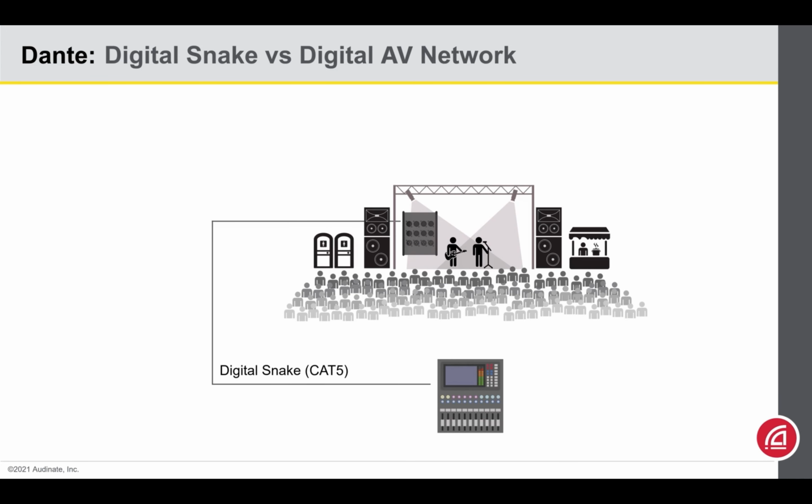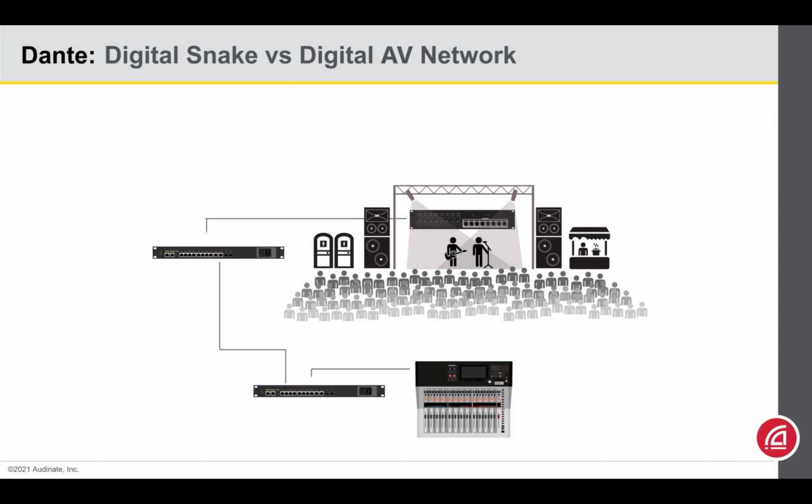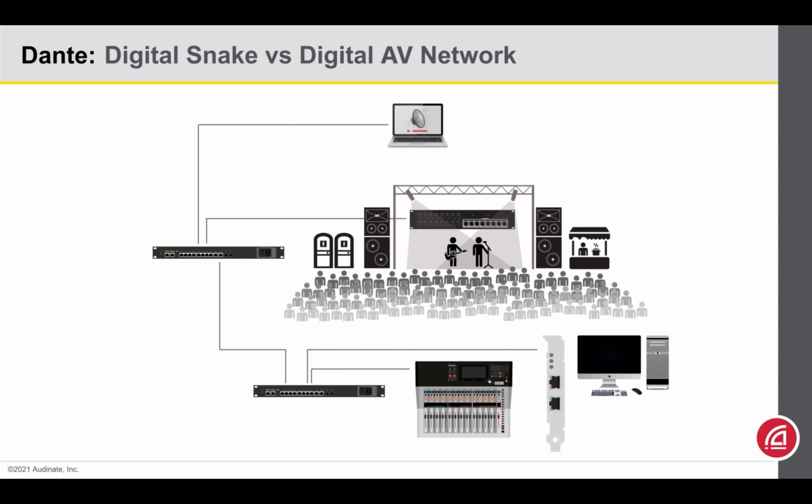So let's see what happens if we were to tackle this with the Dante system. We might put a few switches around our facility and plug our mixers and stage boxes into that. Now we can add other things at will. If we have some backing tracks, we can play that right off the laptop using Dante Virtual Sound Card. Your computer can speak Dante right to the network. We could even set up another computer to do a multi-track recording of the show.